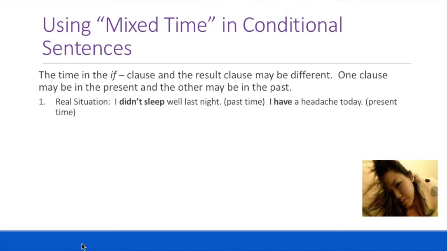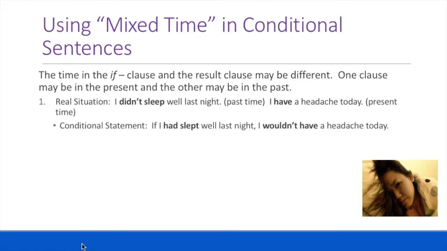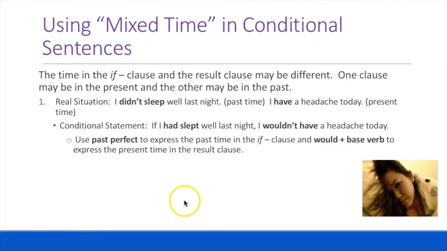So this is the real situation. I didn't sleep well last night. That's in the past time. I have a headache today. That's in the present time. So a conditional statement for this is, if I had slept well last night, I wouldn't have a headache today. So here we can see that the past perfect is used to express the past time in the if clause, and would plus the base form of a verb is used to express the present time in the result clause.